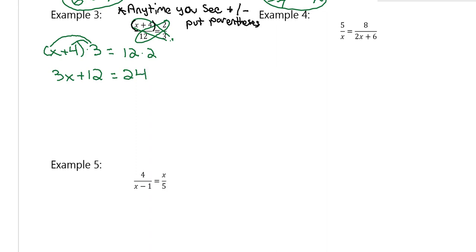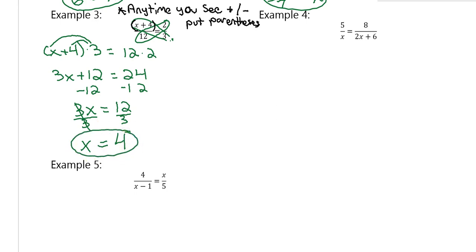So now I need to subtract 12 from both sides. Remember solving linear equations, variables on one side, everything else on the other. So 3x equals 24 minus 12 is 12. And I'm going to divide by 3. 3x divided by 3 is just 1x, and 12 divided by 3 is 4. And so I get x equals 4.